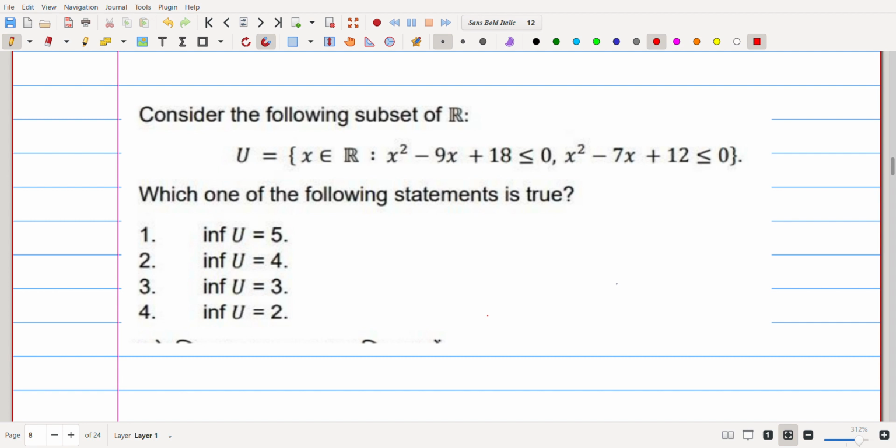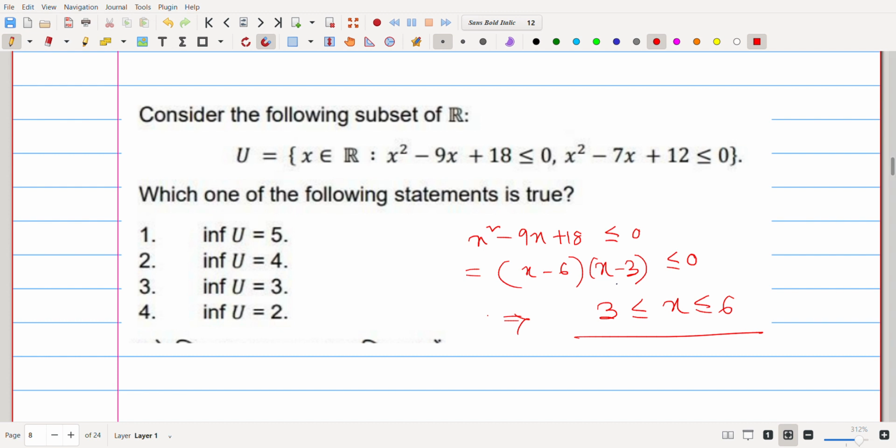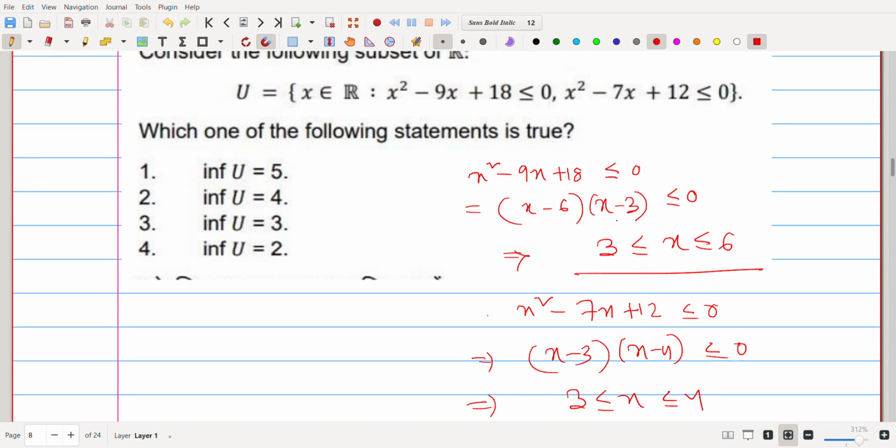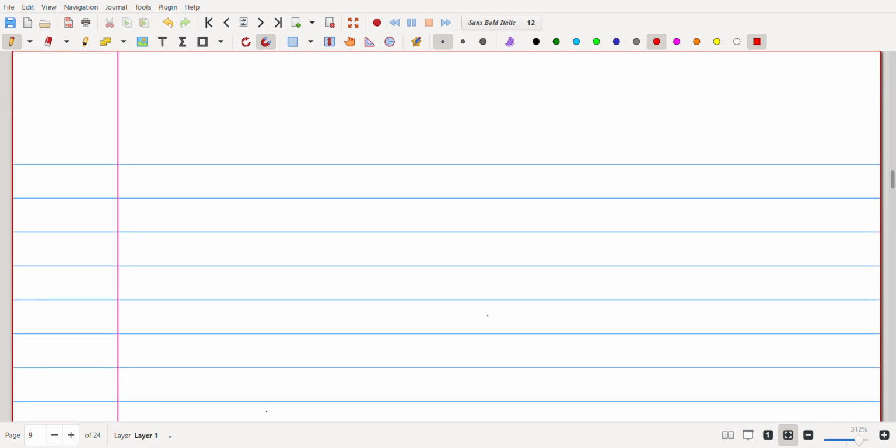Okay, move to the next one. Consider the following subset. This is a very simple problem. So x square minus 9x plus 18 is basically the same as (x minus 6) times (x minus 3). So this is less equal to 0. This will imply 3 less equal to x less equal to 6. Similarly, x square minus 7x plus 12 less equal to 0 implies (x minus 3) times (x minus 4) less equal to 0. That means 3 less equal to x less equal to 4. Hence infimum of U is 3. Fine, move to the next one.